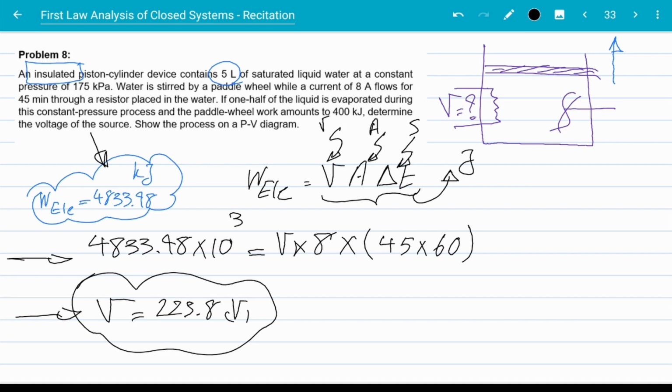So this problem involved three different types of work. A paddle wheel work, a kind of mechanical work that was 400 kilojoules, some sort of electric work that we were interested in, and also because it was a constant pressure process, the piston was moving, so we had boundary work involved as well. Now, we could have treated the boundary work individually, but I decided to combine it with the change of internal energy into one single change of enthalpy instead of dealing with two separate terms.